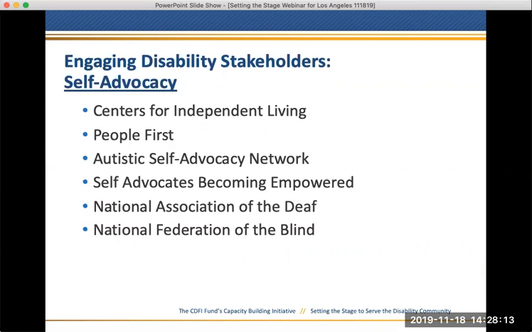And then we have the National Association of the Deaf and the National Federation of the Blind that advocate for individuals who are blind or deaf. Next slide, please.